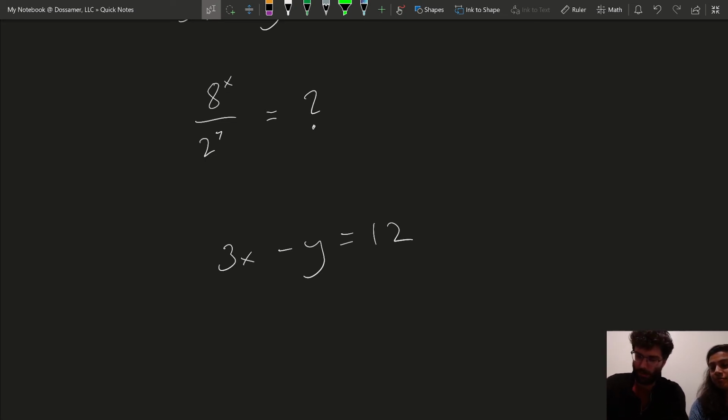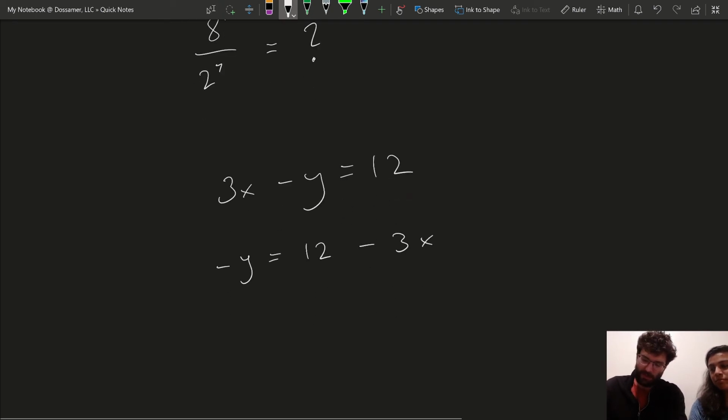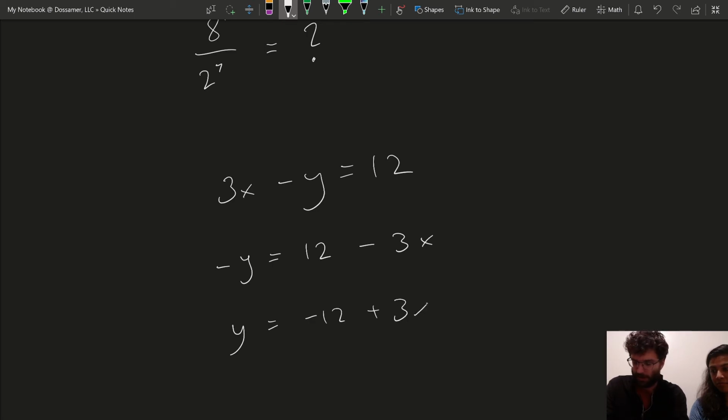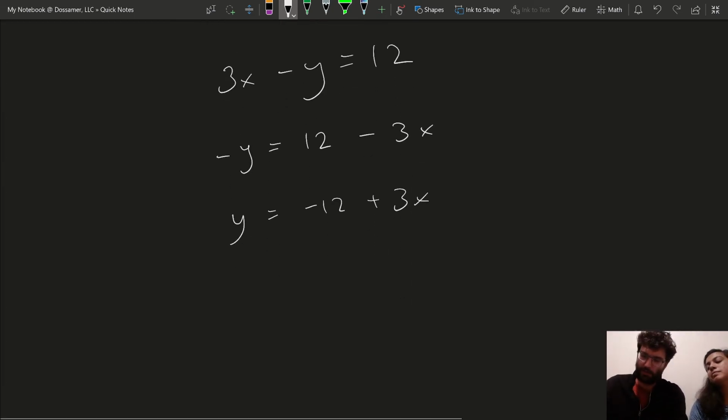You move the 3x over to the other side. And you can do this two ways. You can move the y to the other side. I get tripped up when I have to flip with negative signs. So if we do it your way, we end up with negative y is equal to 12 minus 3x.